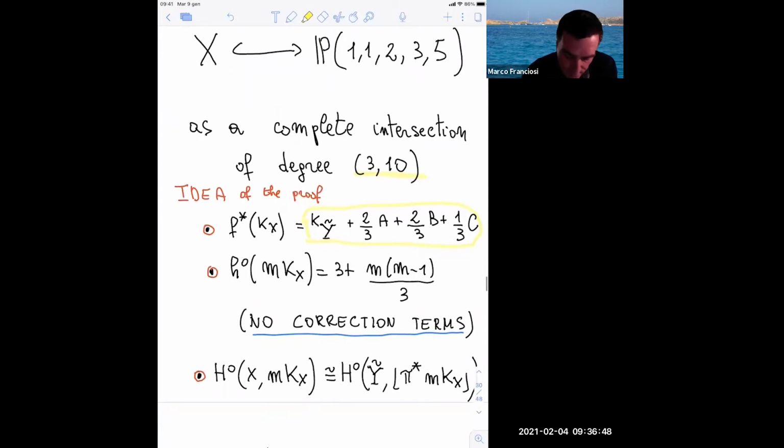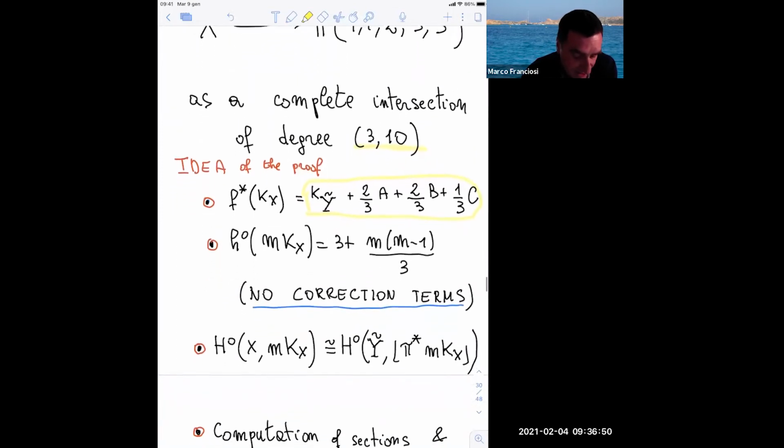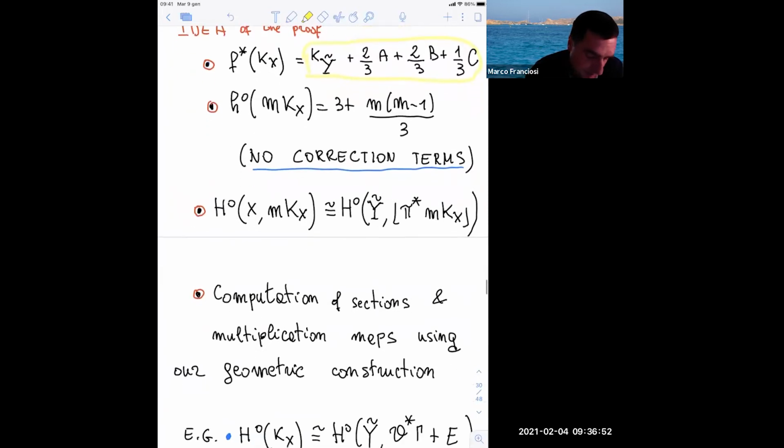Moreover, one way to consider each space of sections of the multiples of the canonical system is to consider the round down of the pullback of the multiple of the canonical sheaf on X.